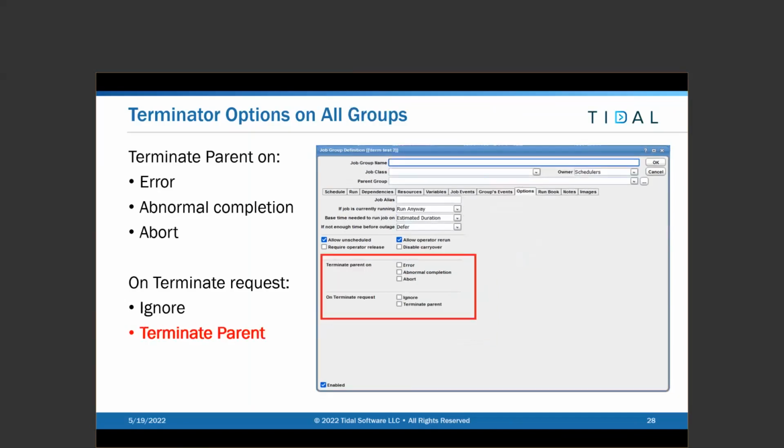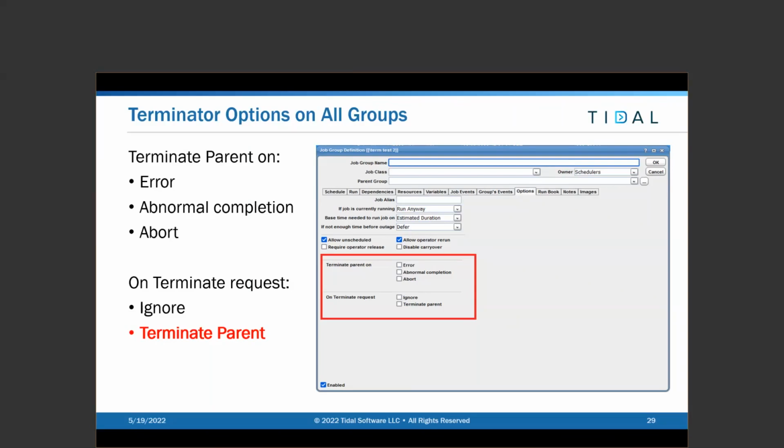With groups, everything's the same. You can terminate the parent based off of certain statuses. So now we're going multiple levels up, to a workflow. If a parent gets a termination request or goes to completed abnormally, I can actually terminate its parent. So the grandparent can get terminated just as well. And you can see the difference in how to handle the terminate request. Down at the bottom, it says terminate parent. We don't have abort if active for groups.